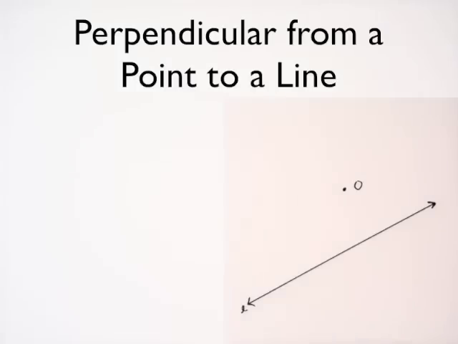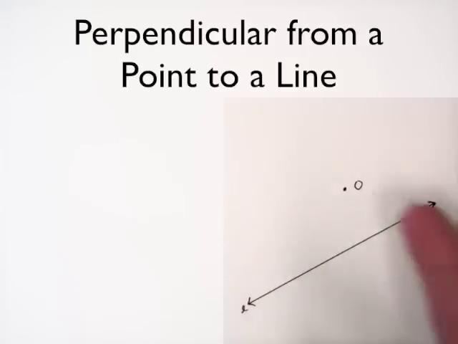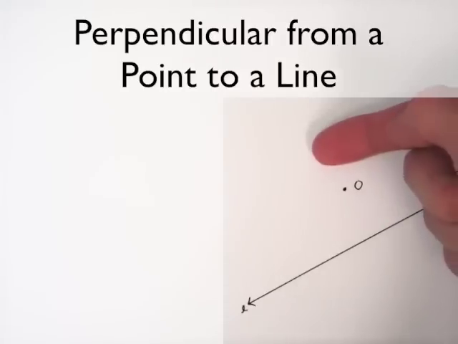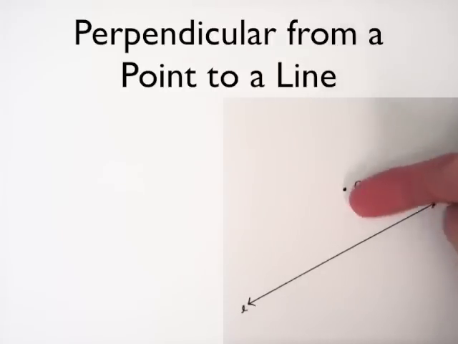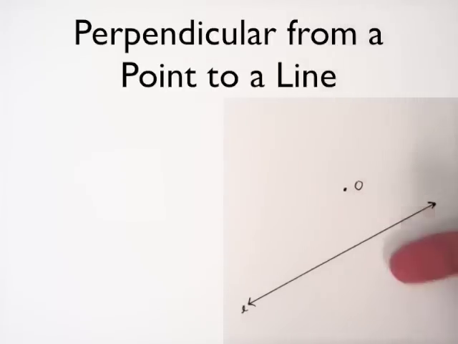So let's get started. Here we have line E and we have point O that is not on line E. The idea is that we are going to find the one line that is perpendicular to line E through point O. And believe it or not, this is exactly the same as the construction we just did.